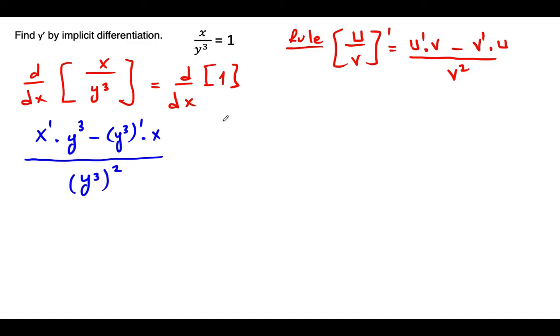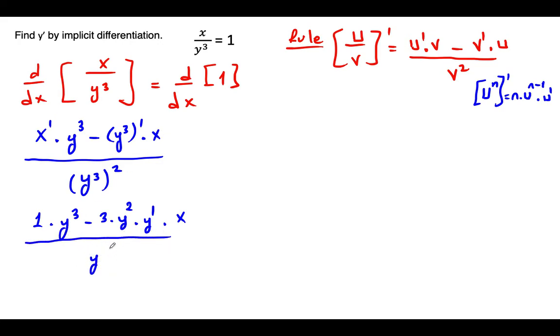power of 2. And then if I operate this, the derivative of x is equal to 1, times y cubed, minus the derivative of y cubed by using the chain rule. The derivative of u to the power of n is n times u to the power of n minus 1 times u prime. So the derivative of y cubed will be 3 times y to the power of 3 minus 1, which is 2, times the derivative of the inside, which is y prime, and times x, this x, divided by y to the power of 6.